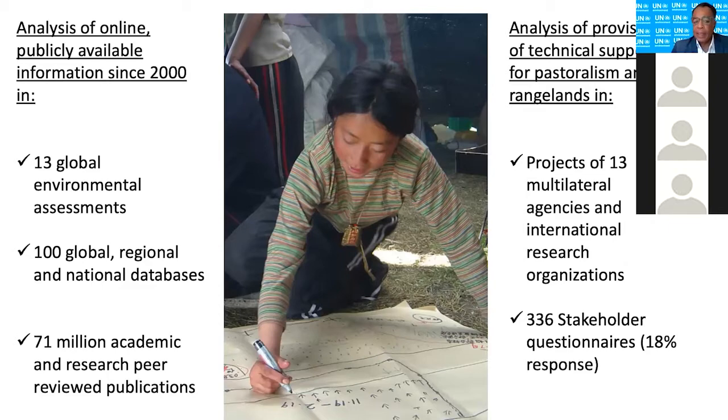This gap analysis was carried out by UNEP with partners, including David Arundel with technical support, and has been conducted in 2 mandate areas. Online, publicly available information published since 2000, which included 13 global environmental assessments, more than 100 regional and national databases, and more than 71 million academic and research peer-reviewed publications. But also through technical support information and through the questionnaires. Next, please.